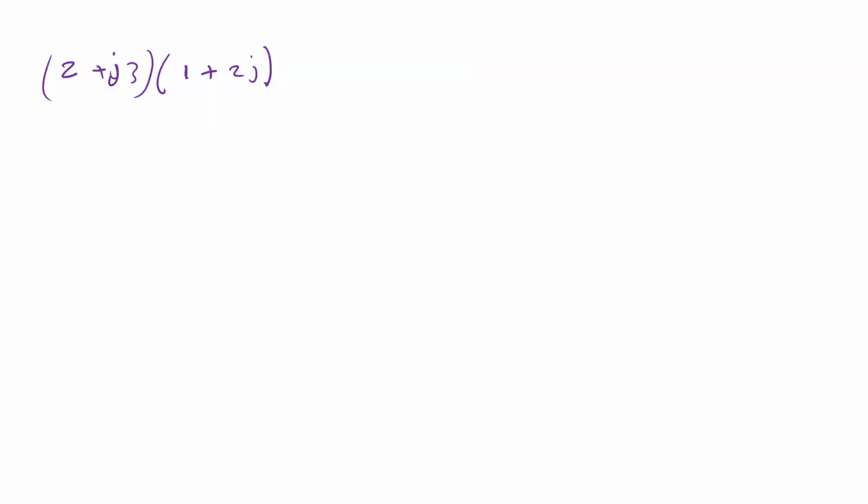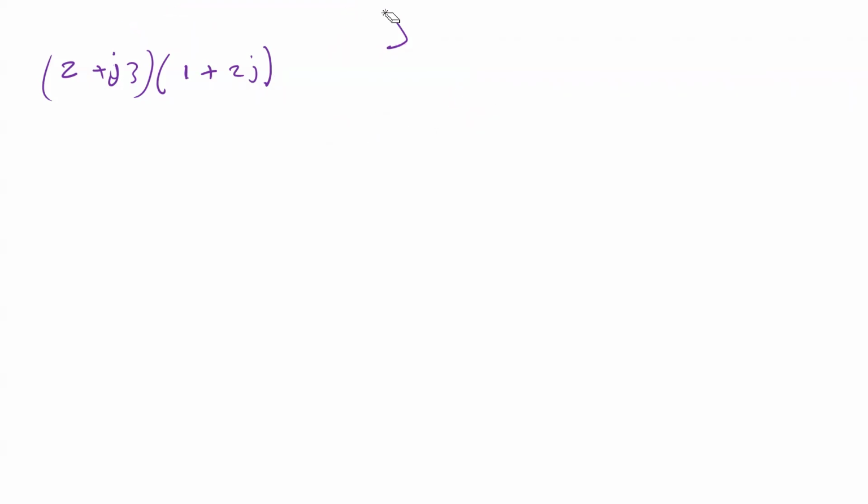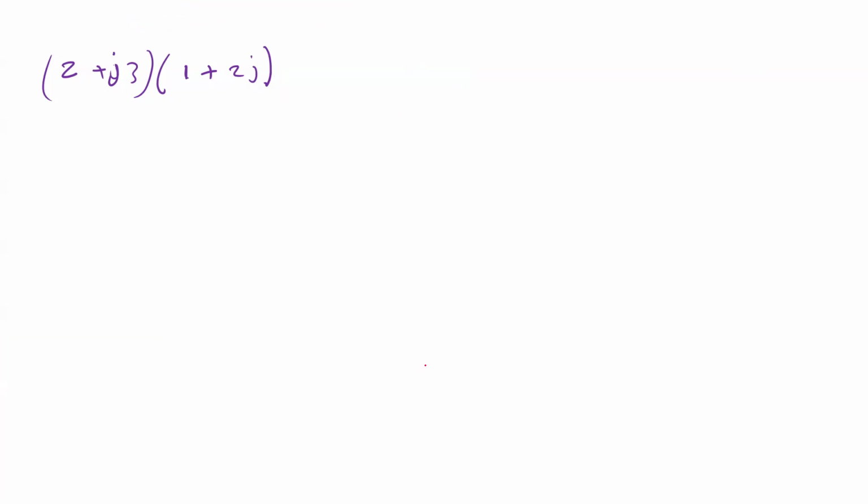So what you can do here is convert this one to polar, convert this one to polar, and then do the multiplication, because it's easier to do it in polar. But still, if you want to do it in rectangular form, yes, you can do it. Maybe in polar it's easier, but you can still do it. The way you have to do it is using distribution.